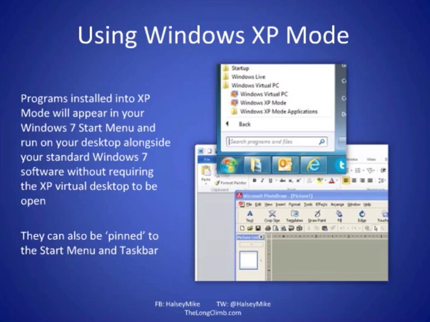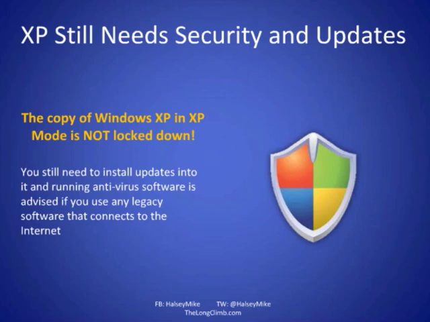but it'll just run on its own on the Windows 7 desktop, and it's absolutely brilliant. So here you can see there's an image of a Windows 7 program and an XP program running just on top of each other. So it's extremely good in that respect. You can also pin software that you install into XP mode to the Windows 7 taskbar to make it even easier and quicker to run.